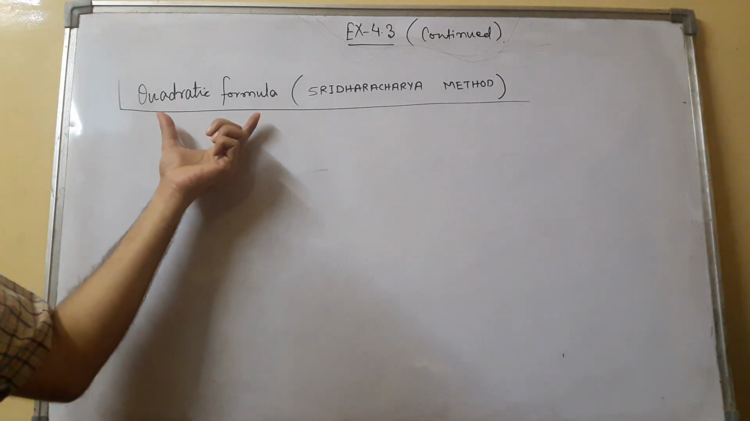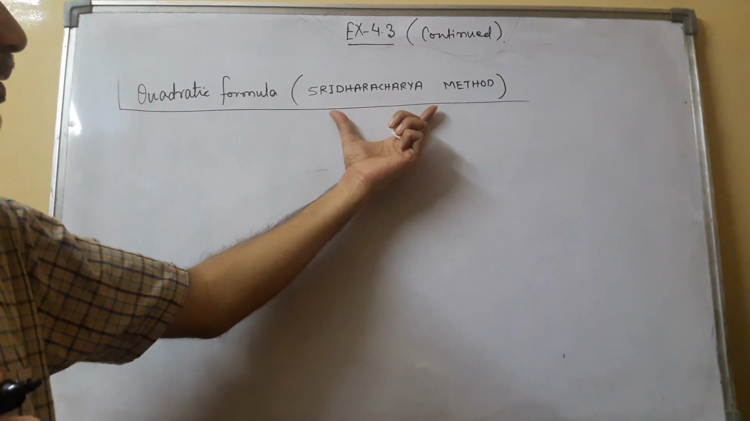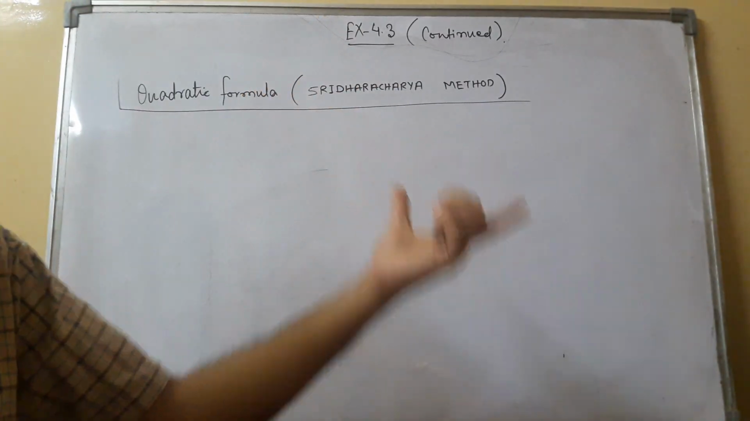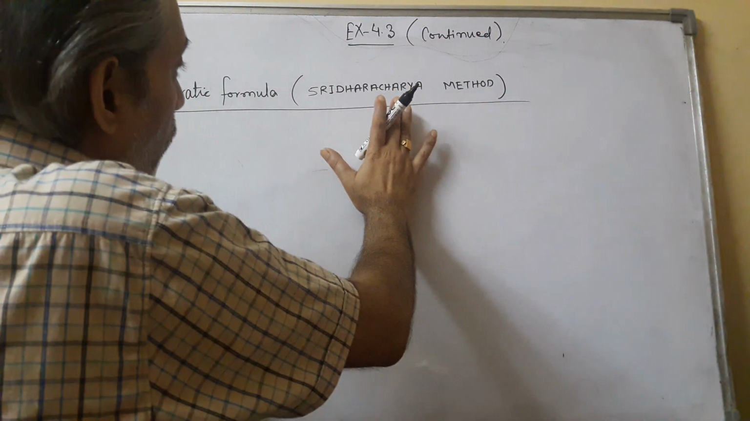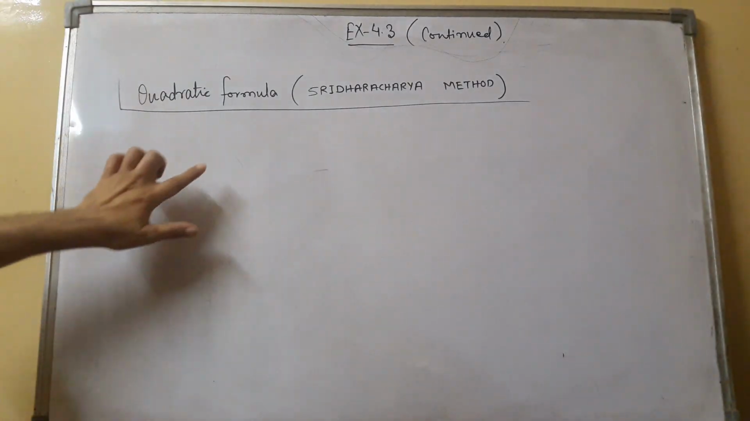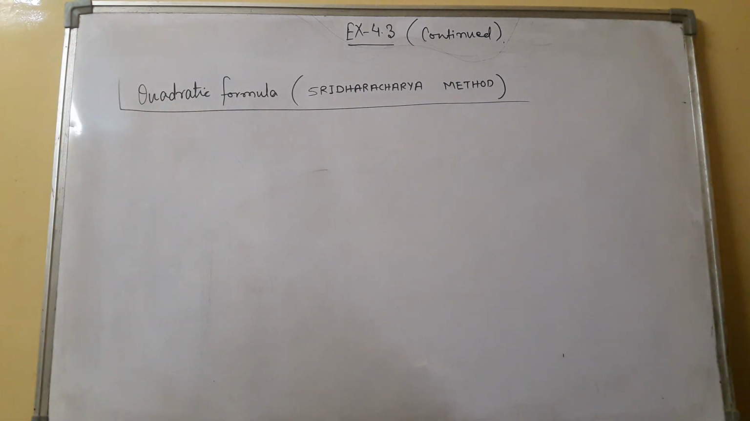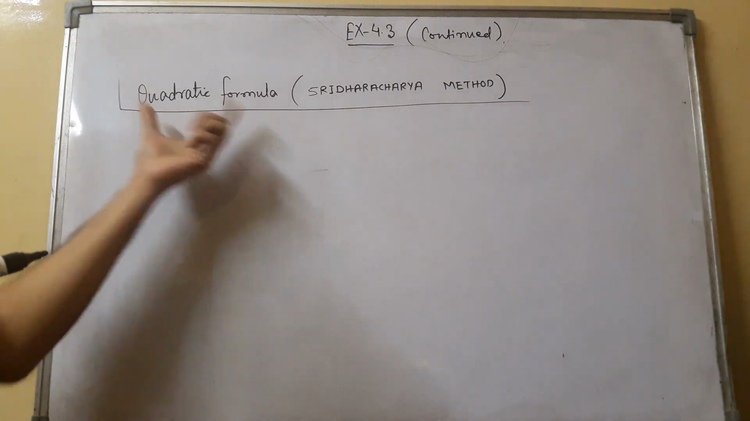It is the most popular name, but it is also known as Sridhar-Charya method, popularly known as quadratic formula method. Firstly, I am going to derive this formula. How to derive this formula, quadratic formula?